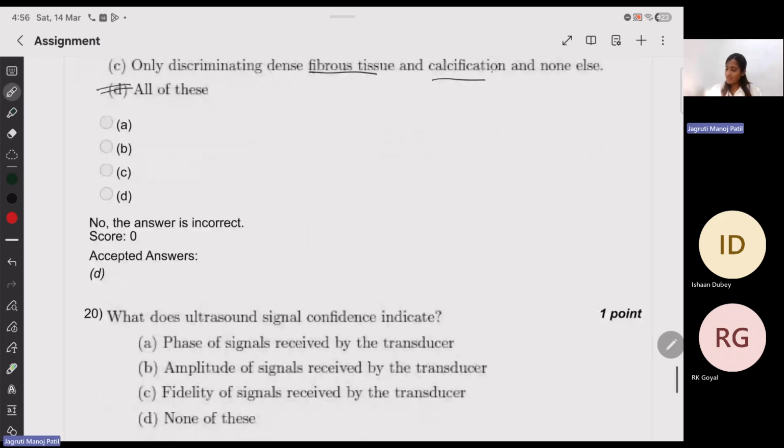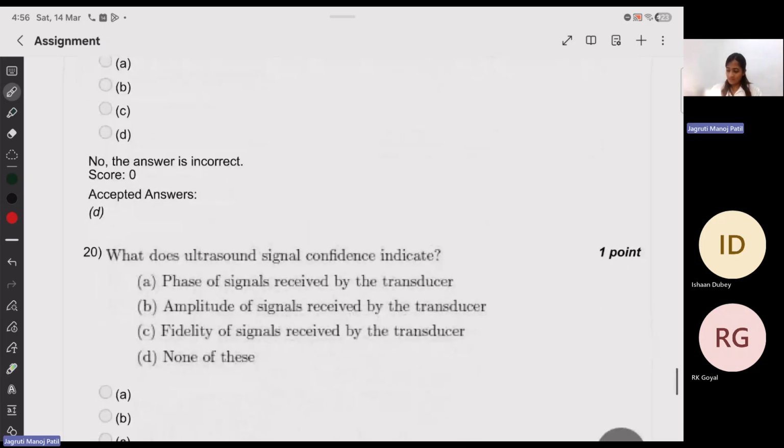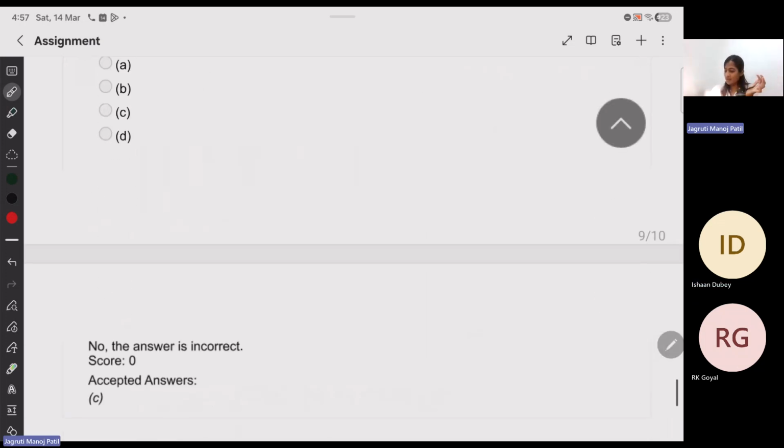Okay, what does ultrasound signal confidence indicate? The phase, amplitude, or fidelity of the signal being received? Fidelity of the signal received. Yes, exactly. Okay, so I guess with that we are done with these questions.